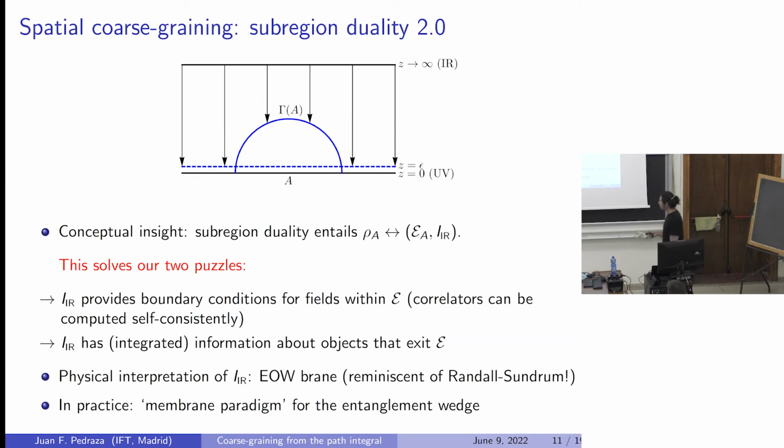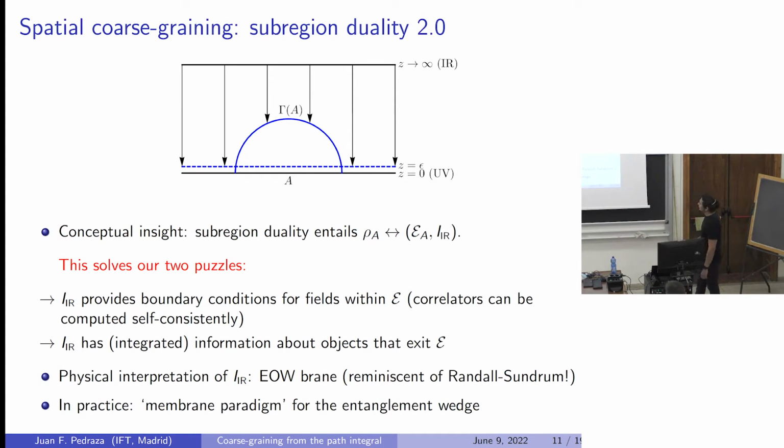But let me tell you about the physical interpretation. We have an infrared action, and the way we interpret that is that now we have the region inside the entanglement wedge, but it is coupled to an end-of-the-world brane. This is very similar and reminiscent of the usual story of brane worlds in Randall-Sundrum. In that case, however, you have a brane and you get a worldvolume theory that results from integration over the UV. Here it is similar, but we get an action that comes out from integration over IR degrees of freedom.